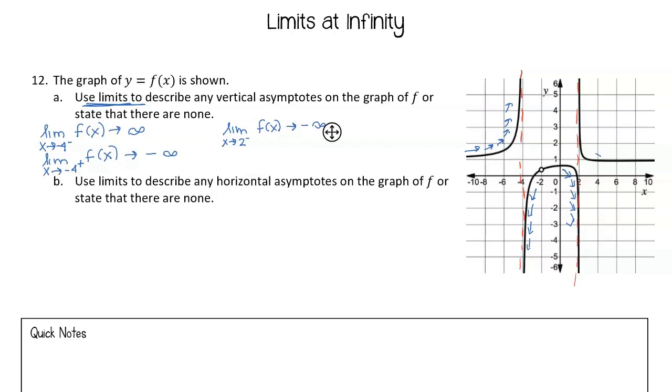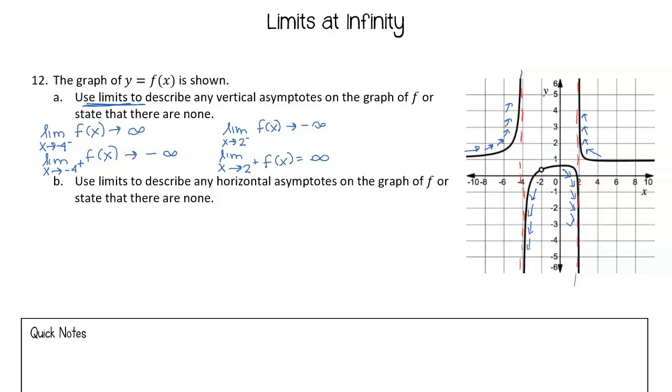Then we can look at what's happening as we approach 2 from the right. We're going to positive infinity. So the limit of x as it approaches 2 from the right, this is going to be positive infinity. If you look at each of these, the x is approaching a numeric value and the limit is going towards infinity or negative infinity. And these are the things that qualify something as a vertical asymptote. We'll go ahead and formalize that definition in just a moment.